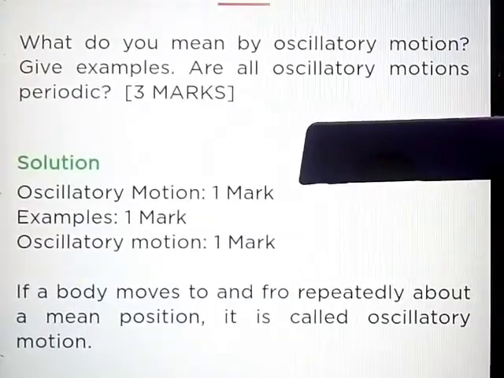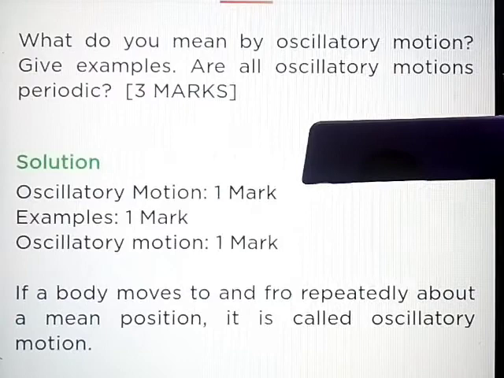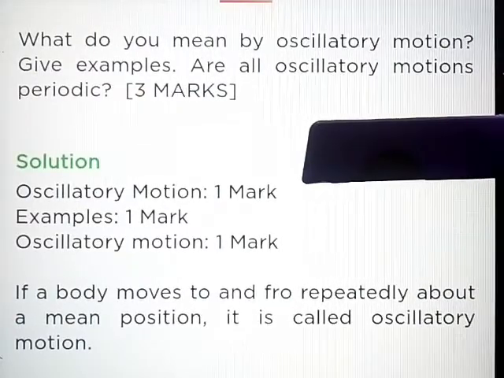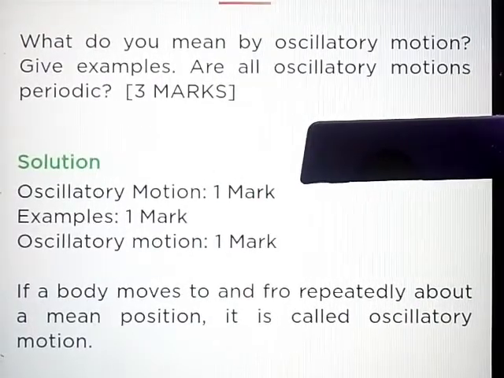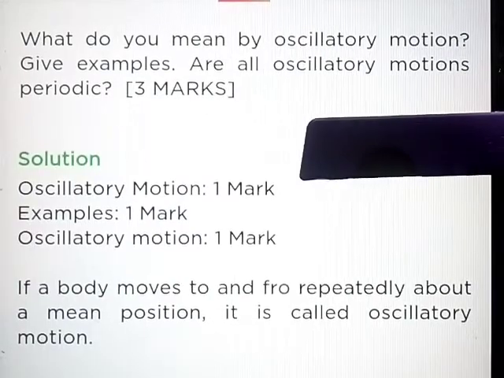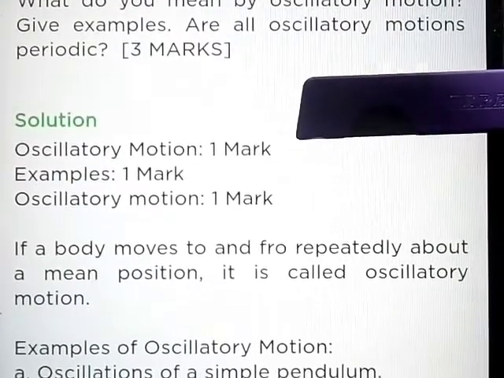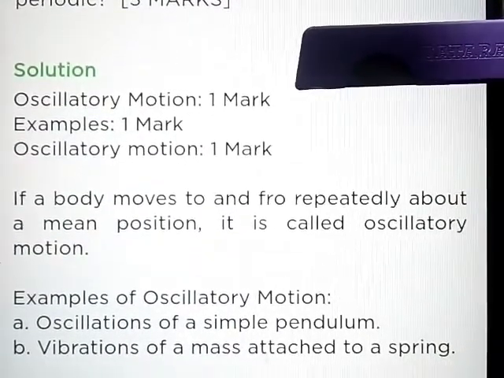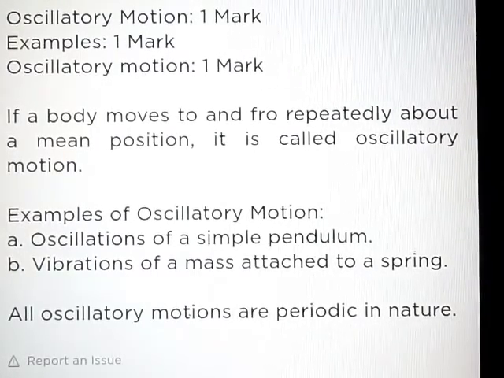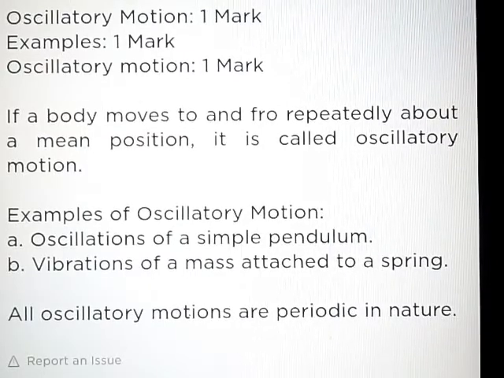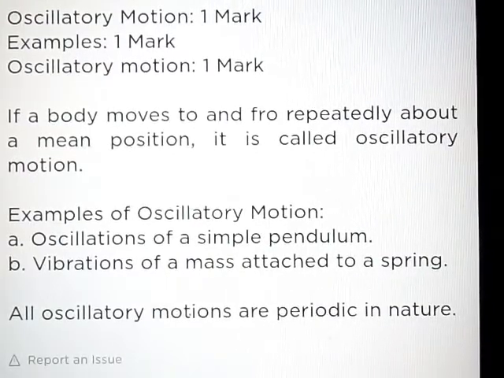Question number 8. What do you mean by oscillatory motion? Give examples. Are all oscillatory motions periodic? Answer. If a body moves to and fro repeatedly about a mean position, it is called oscillatory motion. Examples of oscillatory motion. Part A. Oscillations of a simple pendulum. Part B. Vibrations of a mass attached to a spring. All oscillatory motions are periodic in nature.